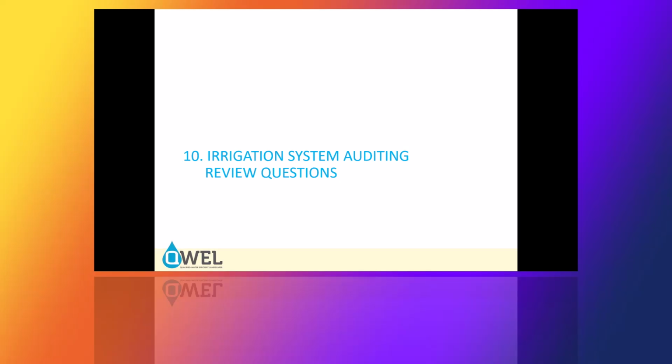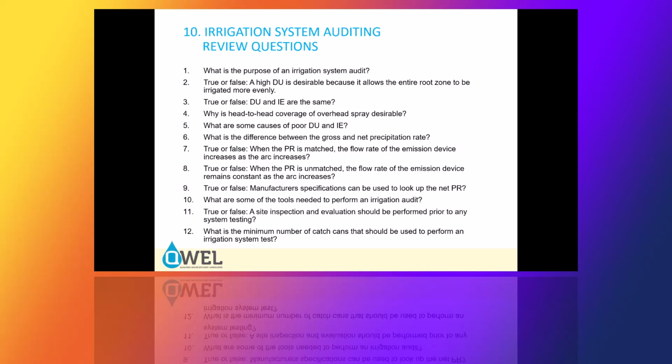All right, finally, we're getting to the irrigation system auditing review questions. There are 12 here. Make sure you know how to answer these in detail. Know the difference between DU and IE, precipitation rate that is matched and unmatched, net PR, gross PR, all these things that we covered. Make sure you know these in detail. And we'll see you back for the next section.